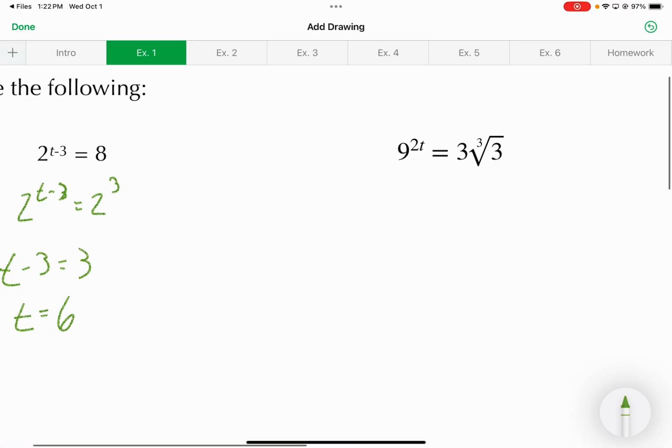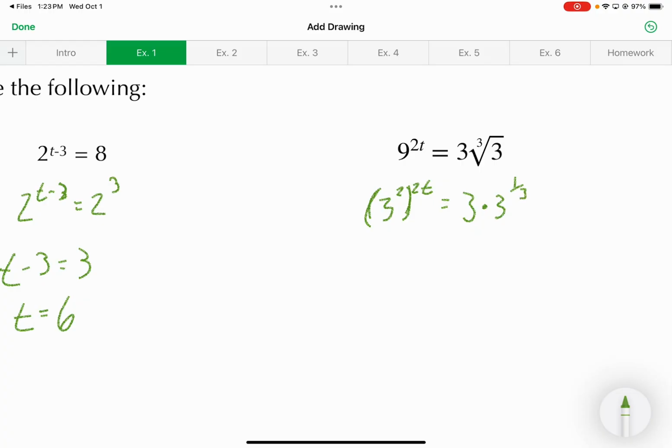Okay, the one on the right is a little less intuitive. What would you expect our common base to be for this problem? I would say 3. Now the left side is 9 to the 2t. So how should I rewrite that? Yeah, so 3 squared, but then still to the 2t. I'll use properties of exponents in a minute to deal with that. How can I rewrite the right side? Right now, I have 3 times 3 to the 1/3.